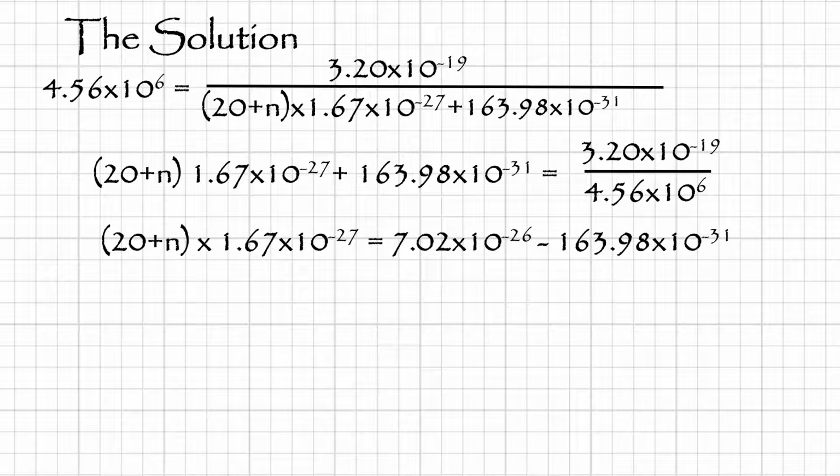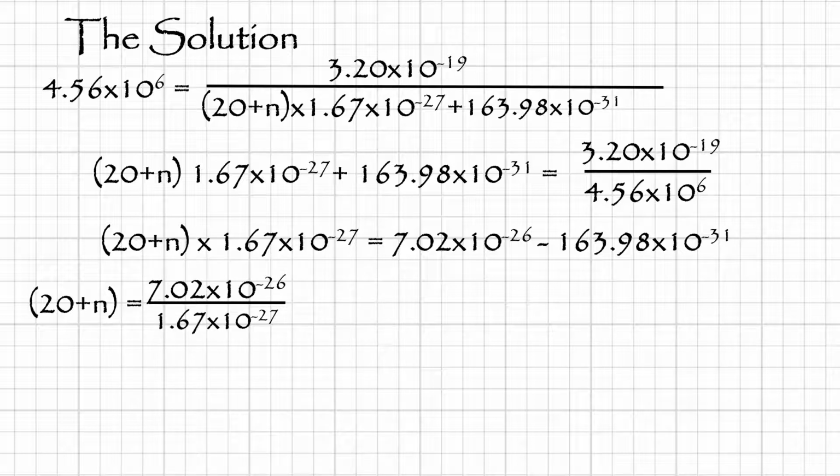Simplifying this, we then end up with 20 plus n times 1.67 times 10 to the minus 27 kilograms equals 7.02 times 10 to the minus 26 minus 163.98 times 10 to the minus 31. Finally, this gives us 7.02 times 10 to the minus 26 divided by 1.67 times 10 to the minus 27. This gives us 42.011 and n as 22.011.